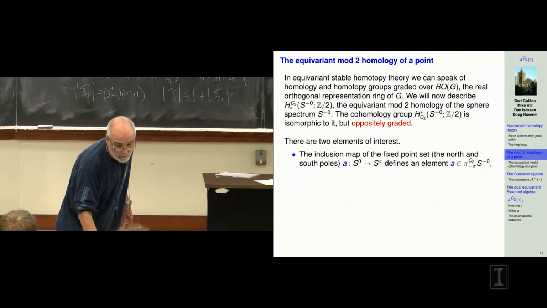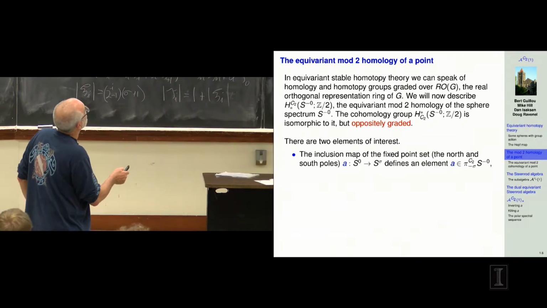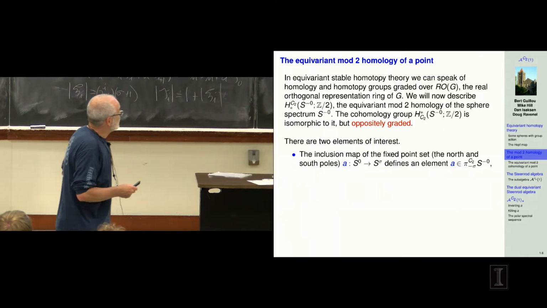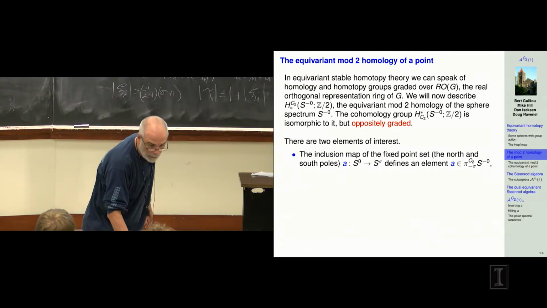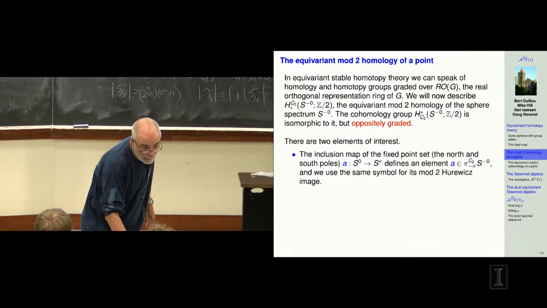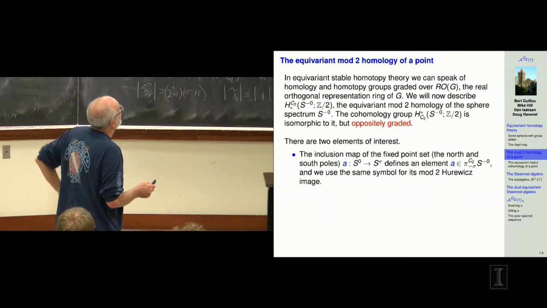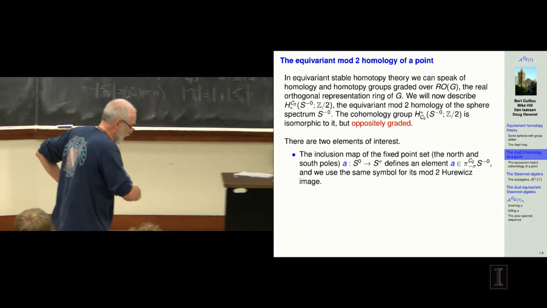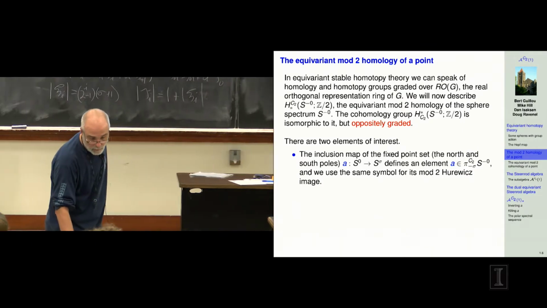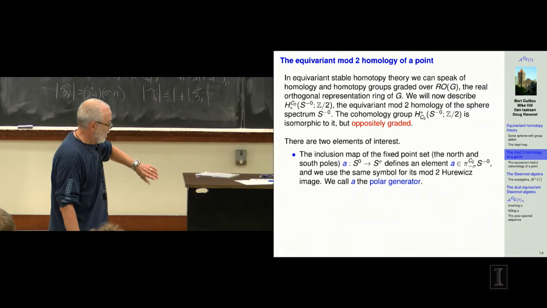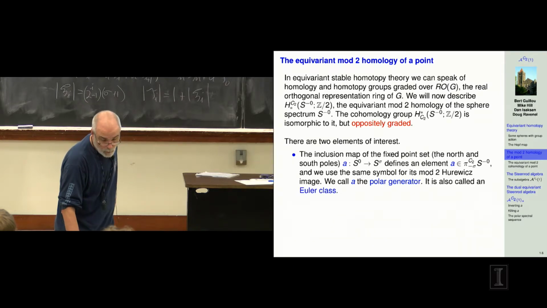And so stably this gives you an element in pi minus sigma of the zero sphere. S0 is my notation for the sphere spectrum, for reasons that I'm not going to explain in this talk. You can ask me later if you want. And so you can go from the homotopy of the sphere spectrum to the homology. There's a Hurewicz map, and I'll use the same symbol there. I'm going to sometimes refer to this as the polar generator, because it involves the north and south pole. It's also known as an Euler class.